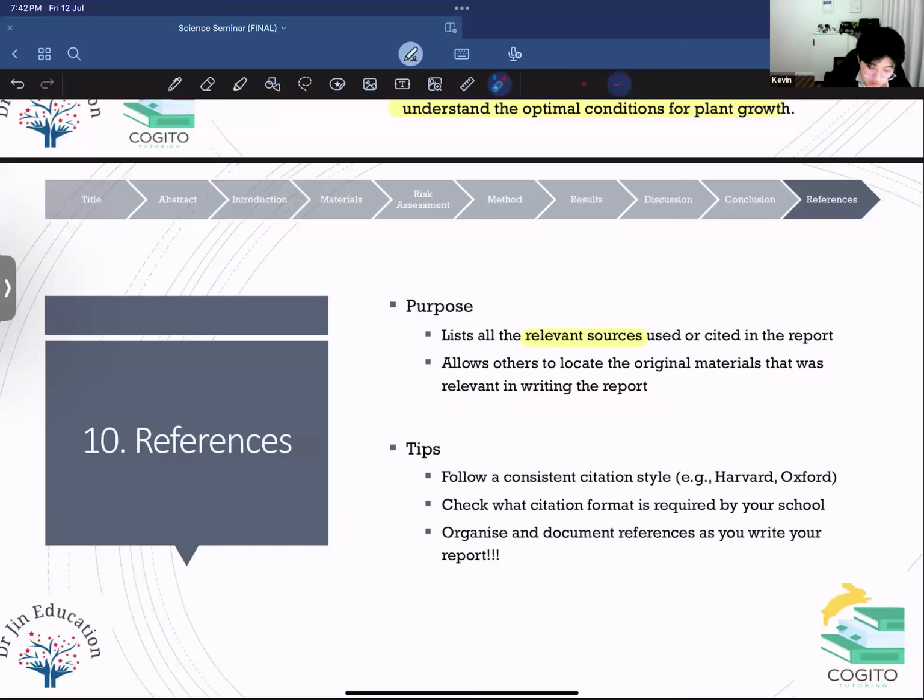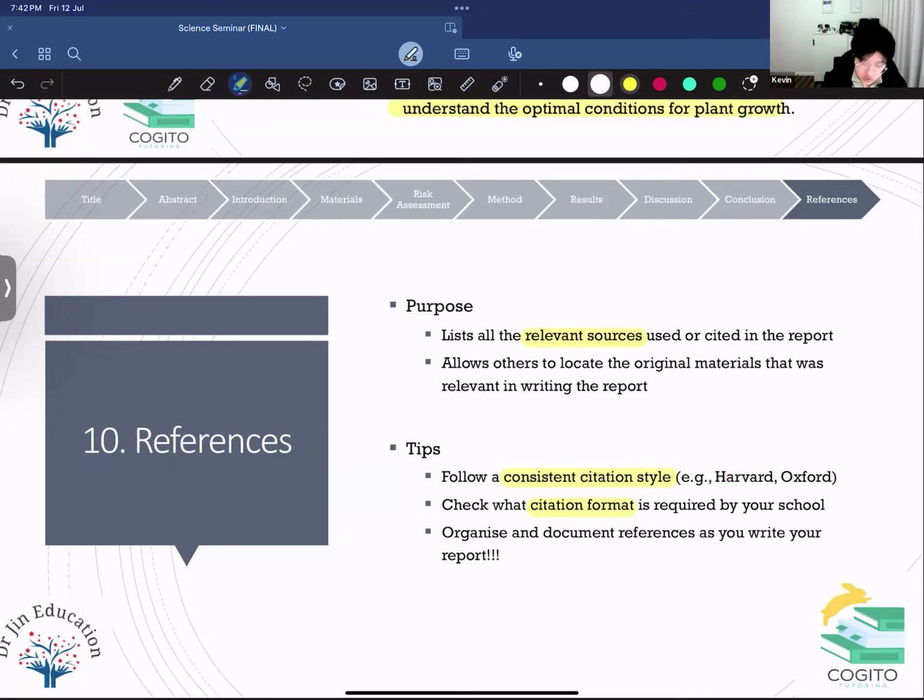Now the tips, follow a consistent citation style. All right, maybe you guys have heard of Harvard referencing, Oxford referencing, but regardless of which one you use, make sure it's consistent. Don't use Harvard for one and then Oxford for the next, okay? Keep it all the same. Check what citation format is required by your school. All right, different schools often require different citation styles, okay? So just make sure you check with your teacher.